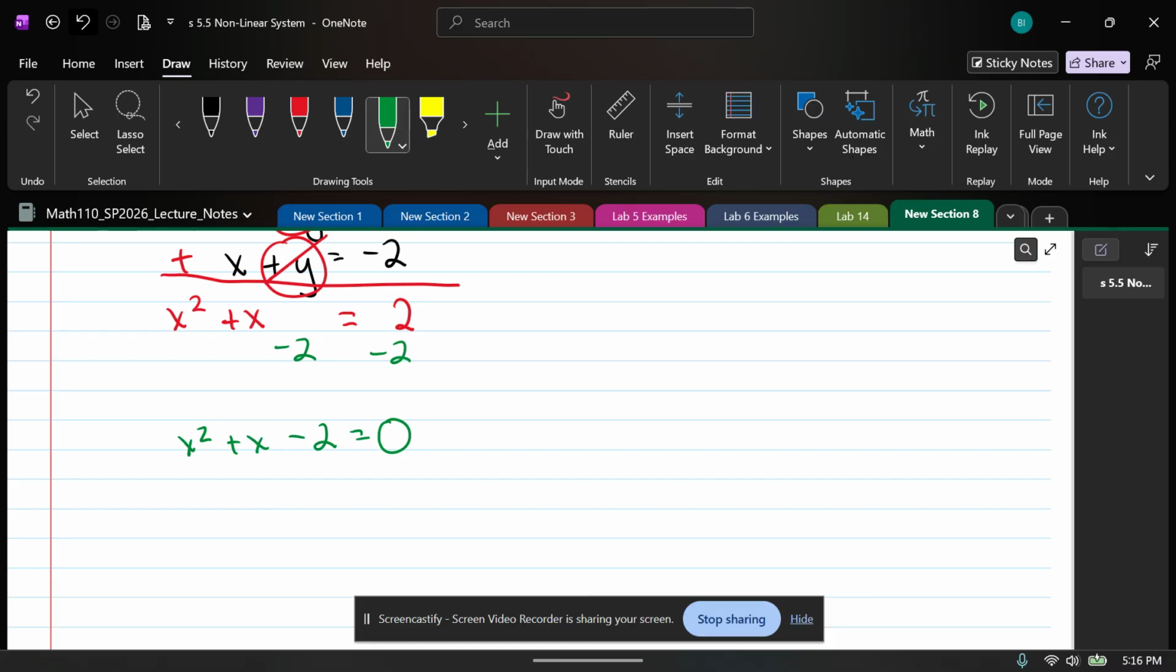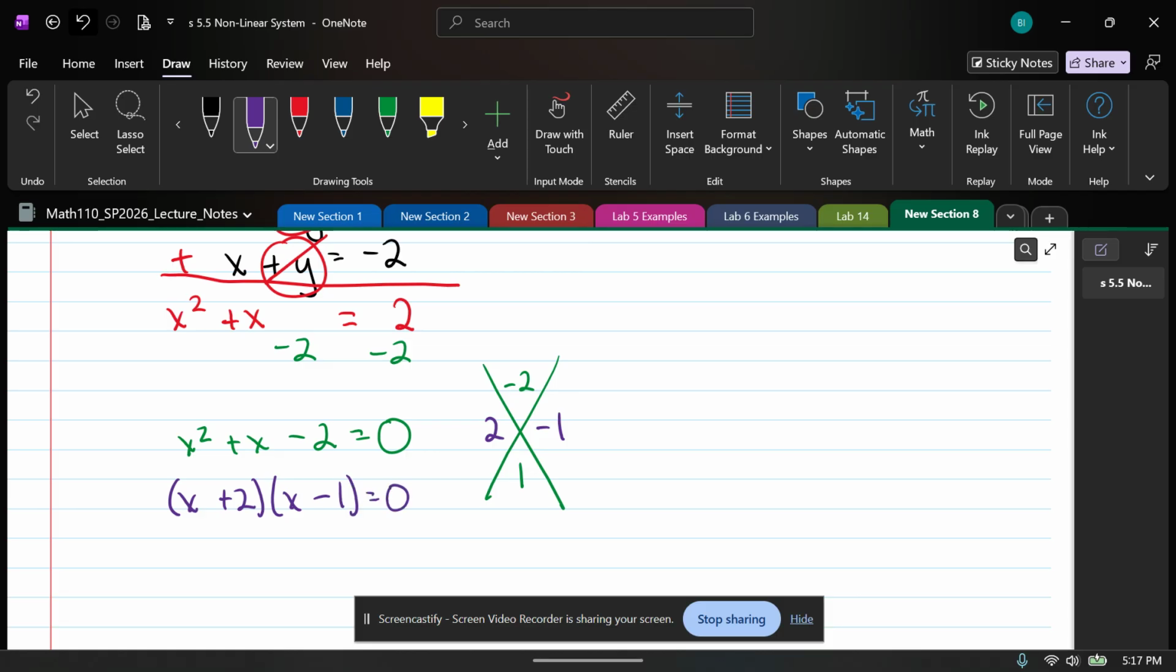One way is by factoring. Multiply to be negative 2, add to be positive 1. What multiplies to be negative 2 and adds to be positive 1? 2 times negative 1. Very good. And because it has the 1 in front of the x squared, I can take my shortcut on my factoring and get x plus 2, x minus 1 equals 0.